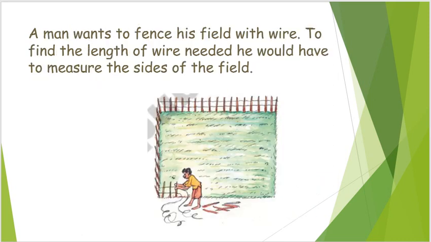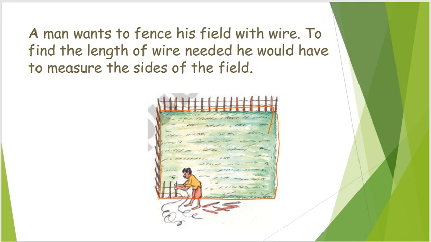Likewise, take another example: he has a field, and he wants to construct a fence for this field. How much material does he require? That will be obtained by means of the perimeter. The use of perimeter is finding out the length of the boundary. For this field, this is the length of the boundary.